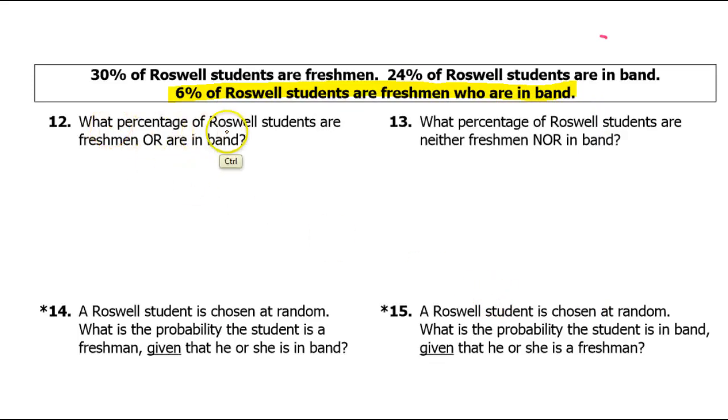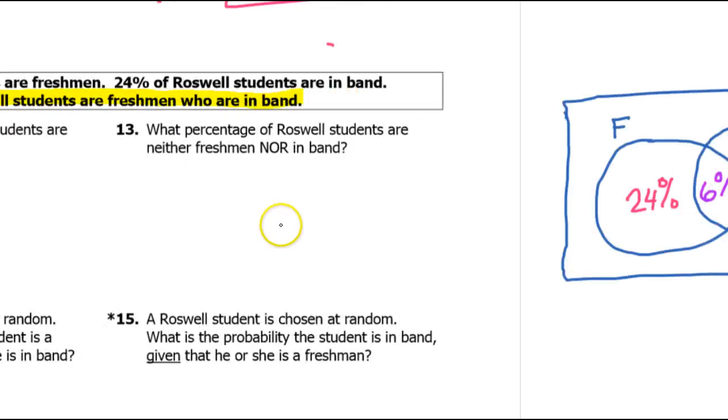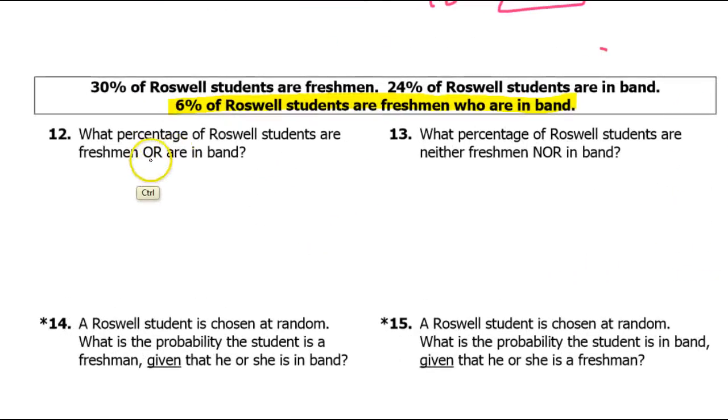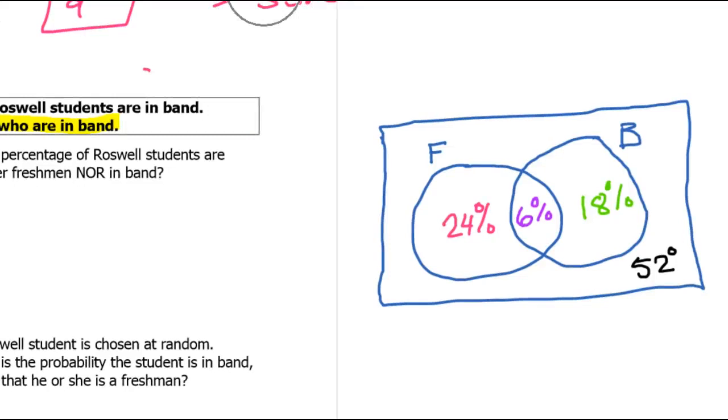Okay, what percentage of Roswell students are freshmen or in band? When you're doing an or problem, if I were shading it in, I would shade all of both circles, right? Freshman or in band would be all of this. It's all of both groups, right? So remember when I just added this up a minute ago and I got 48? All right, the sum of these three numbers is 48. So that's what it's going to be.